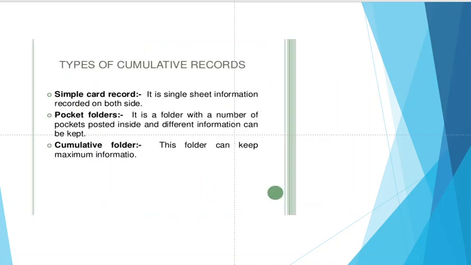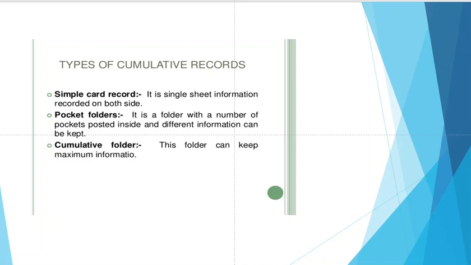Different types of cumulative records are available. I just mention three types here. One is the simplest, where we have only a single sheet, and on that sheet we record the information on both sides. So it's a simple card record. The second one is the pocket folder. It's a folder with a number of pockets, like in our trouser. We put different types of information in different pockets.